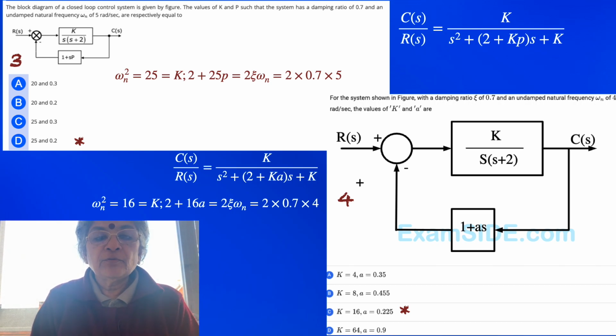A similar problem. For the system shown in figure, the damping ratio eta is equal to 0.7, just as before, and undamped natural frequency omega n is equal to 4 radians per second. Find the value of k and a. Very simply, you can substitute omega n square as equal to 4 square or 16, which is equal to k. So k is already obtained, and then 2 plus ka or 2 plus 16a is the same as 2 eta omega n, or 2 into 0.7 into 4. So easily you can find out the value of a as equal to 0.225, and k is already solved as equal to 16. Very simple, repeated kinds of problems.